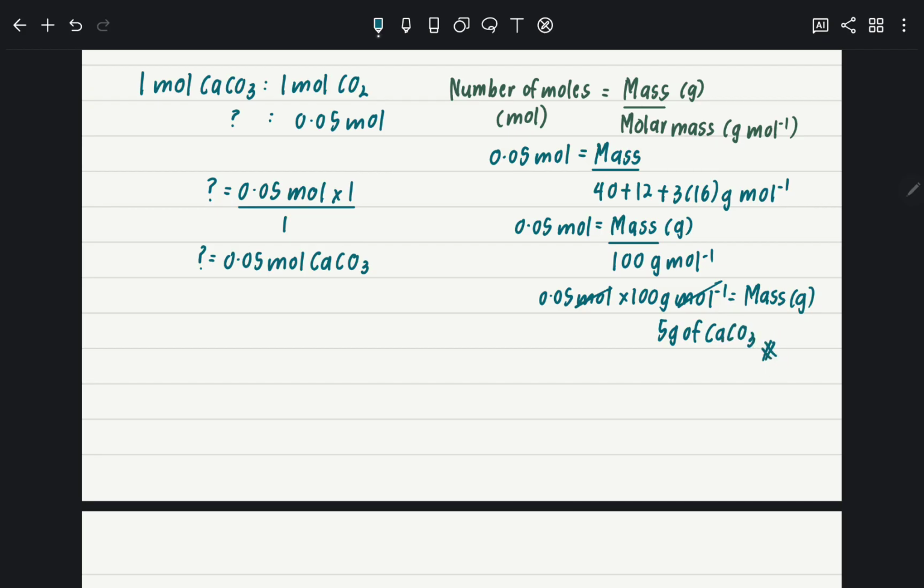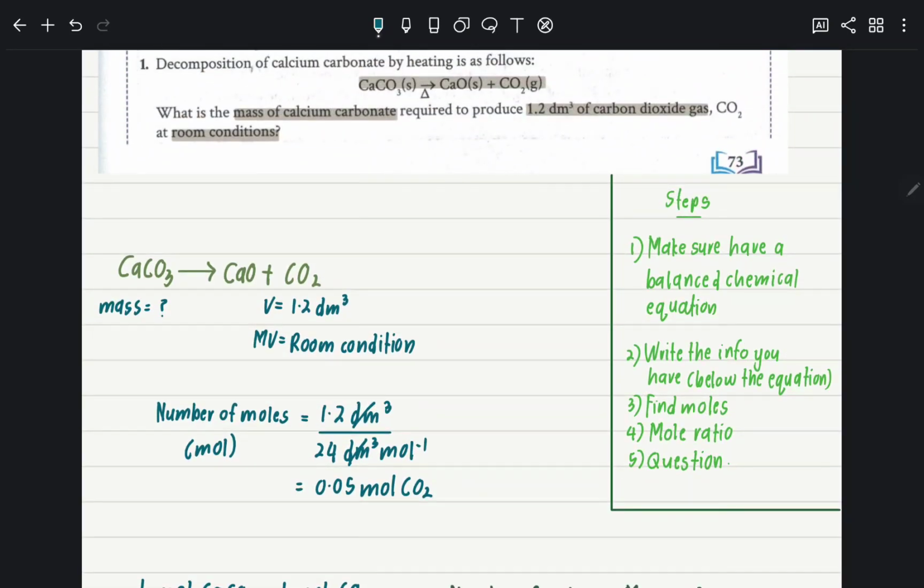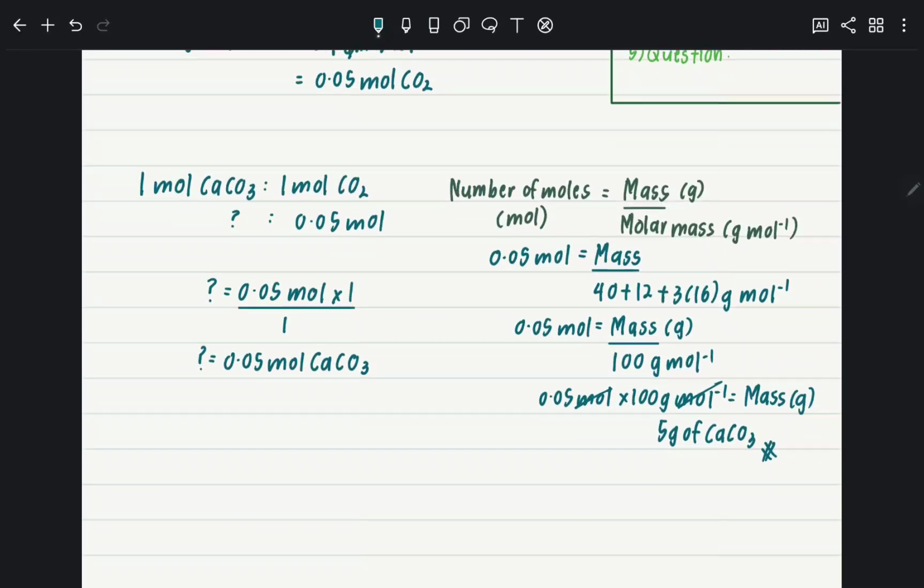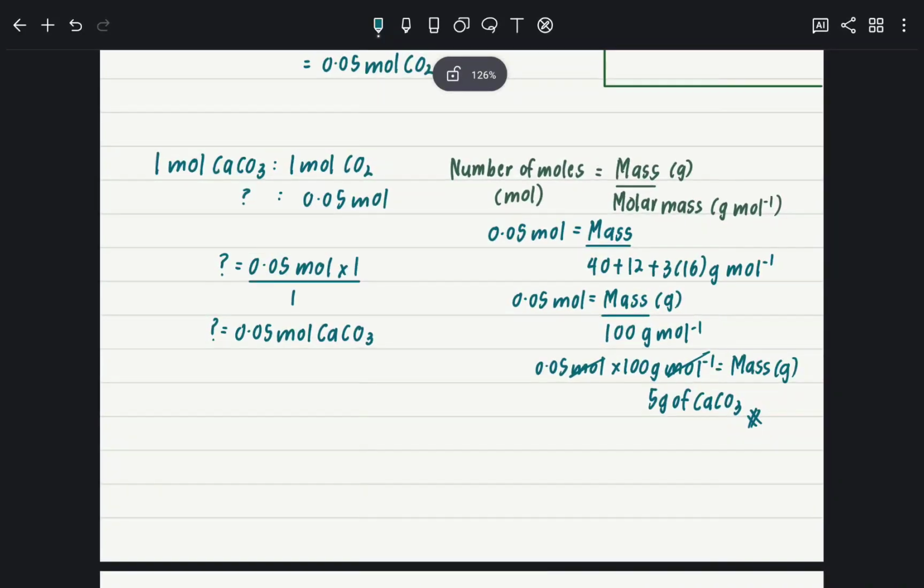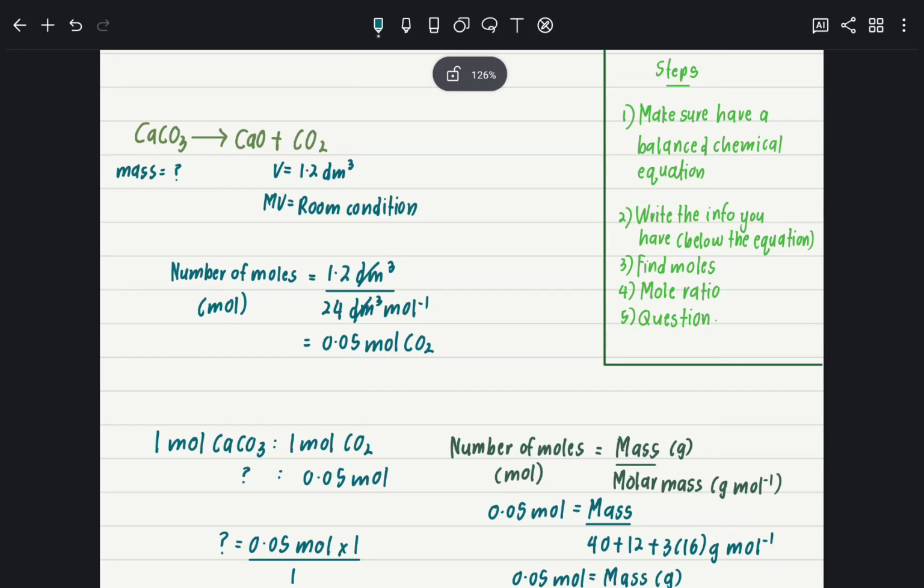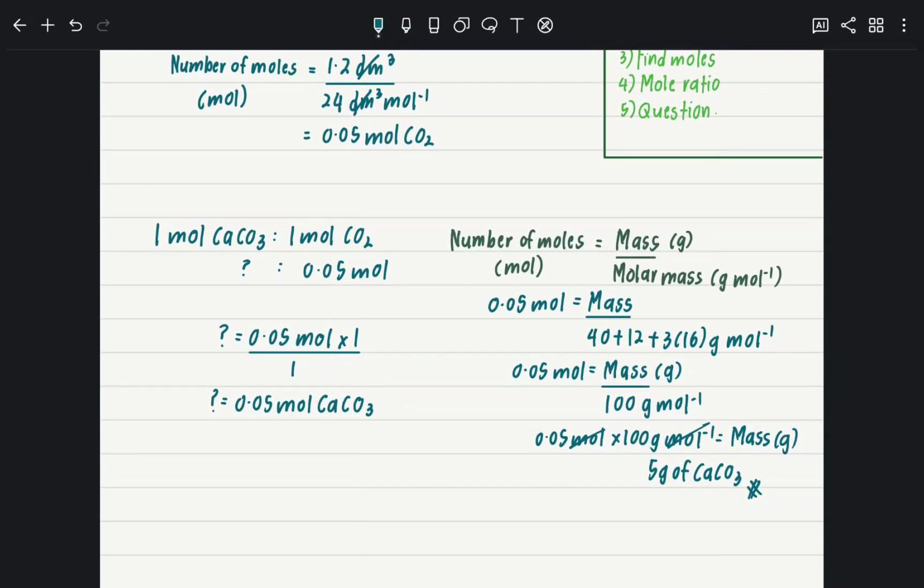CaCO3. Okay, so this is the amount of CaCO3 that is required to produce your 1.2 decimeter cube of carbon dioxide. So this is your final answer. Okay, very simple and very straightforward question.